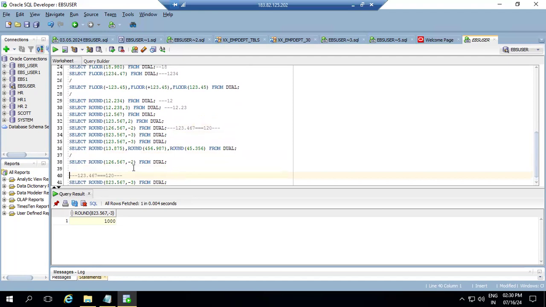So it is -2. How will it consider -2 here? According to your syntax, this is your number and this is your decimal place. When it is number 2, it will show you the output like 126.56. That will be the output. When it is -2, it goes to the before decimal value.